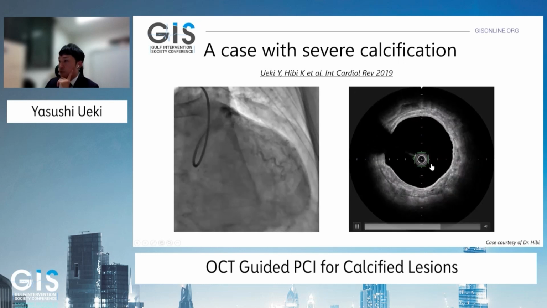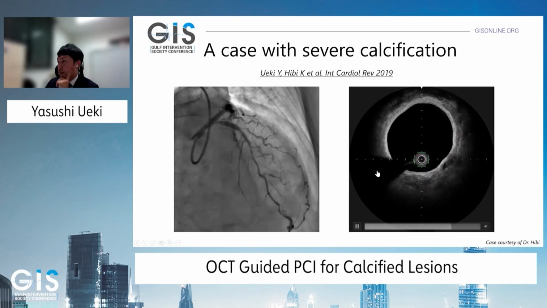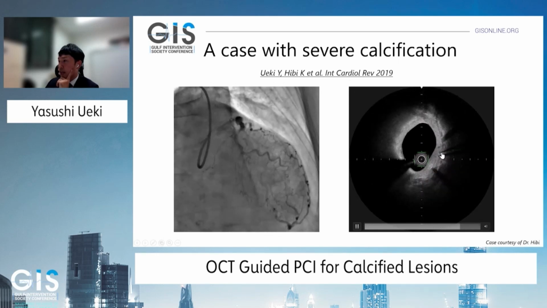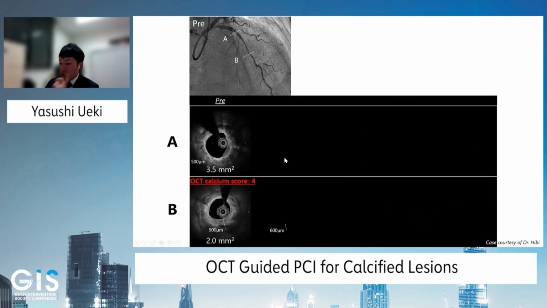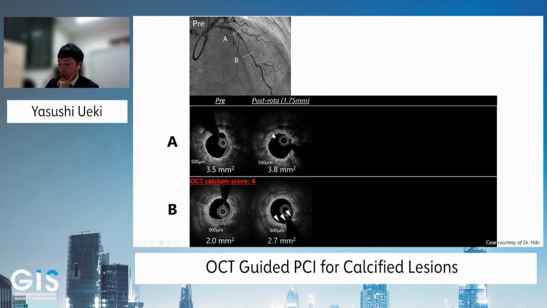So there's the old stent in the proximal part of this LAD. As pre-OCT showed severe calcified plaque, now we can see the calcium thickness. At point A, it's more than 500 micrometer, and at point B, it's thicker, 900 micrometer. So based on these findings, rotoablation with a 1.75 millimeter burr was performed.